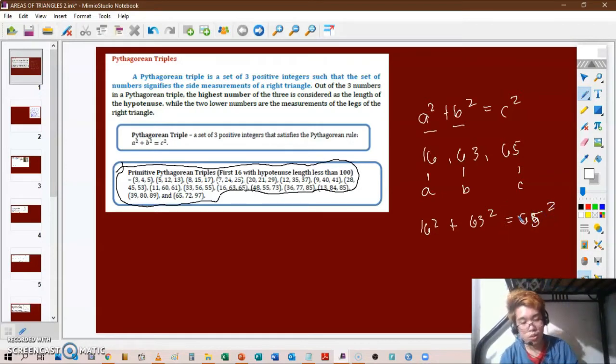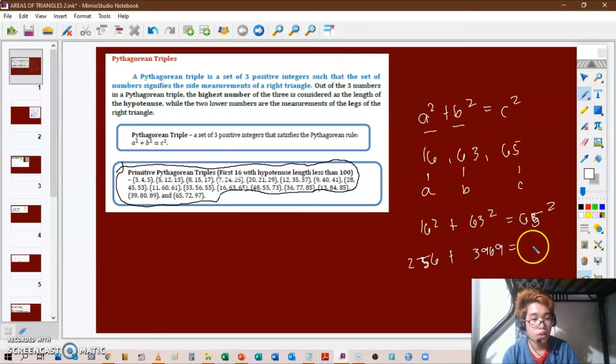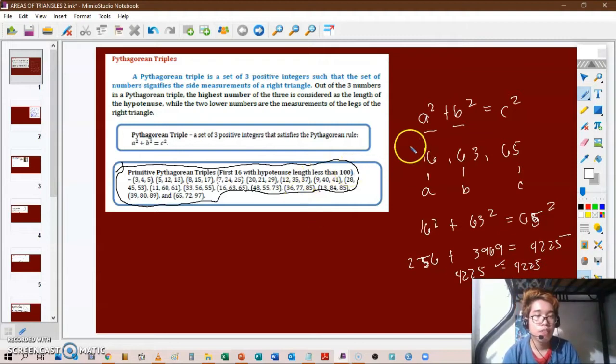So 16 squared is 256. 256 plus 63 squared, which is 3,969, is equal to 65 squared, which is equal to 4,225. And true enough, if we add 256 to 3,969, we get 4,225 on both sides. There you go. Therefore, this is a Pythagorean triple.